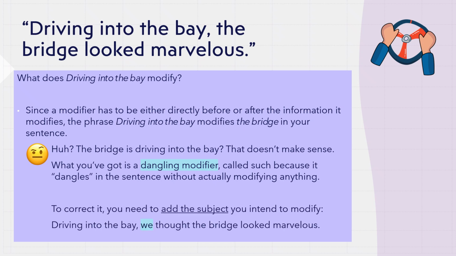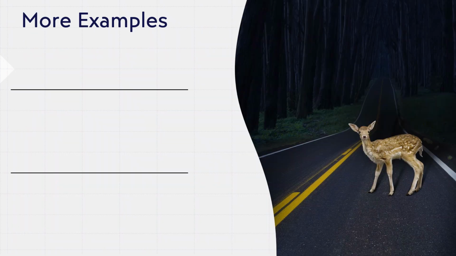So to correct it, we need to add the subject you intend to modify. Driving into the bay, we thought the bridge looked marvelous. Now, this makes sense because we are the ones driving into the bay. We have added a subject and it is no longer dangling there. It has something to modify, something it applies to. Here are some more examples.